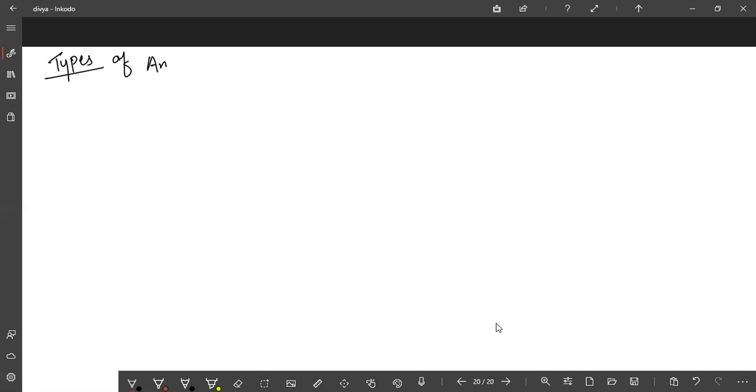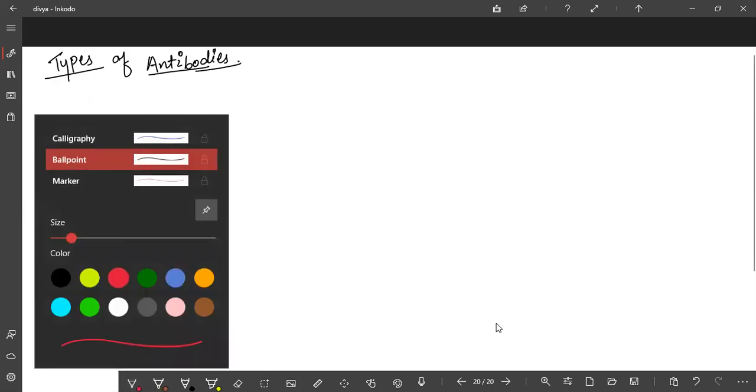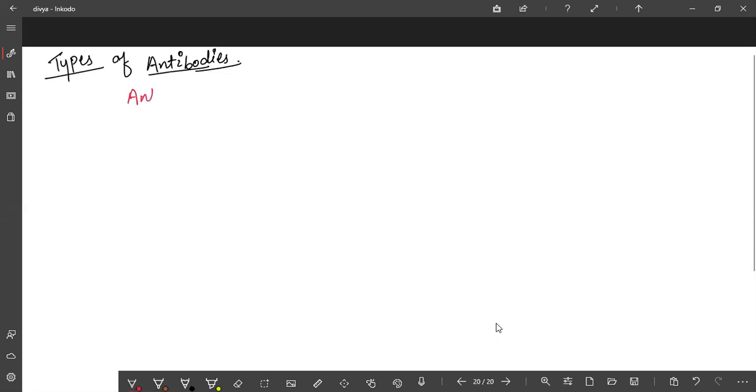Types of antibodies are also important for NEET. Types of antibodies. Generally, antibodies are also called immunoglobulins. In short, what is it called? Immunoglobulin.